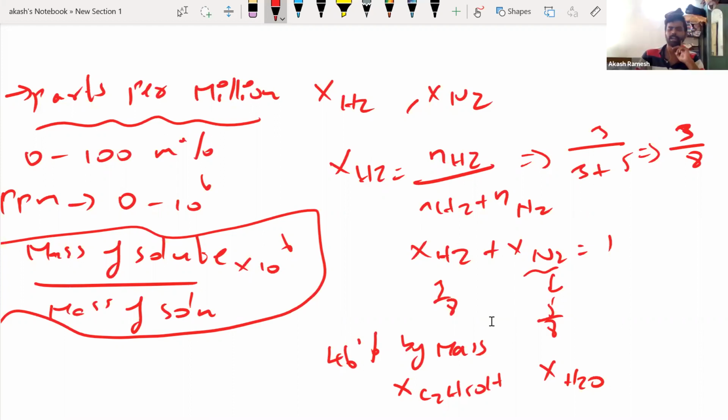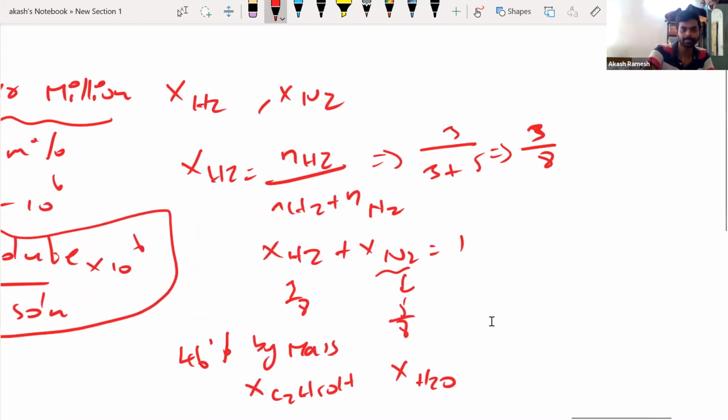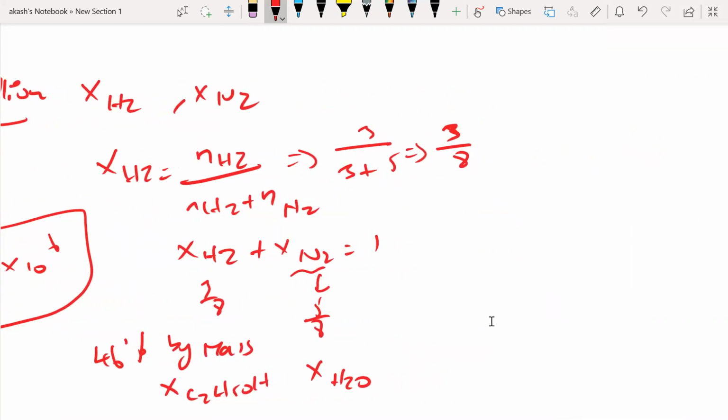Okay. Why are you putting 100? I don't understand. Why are you putting 46 by 100? That's 100, the solution, the mass of the solution. Okay, 100 is the solution. I understand. See, look at this. When I say 46% by mass ethanol, what do you mean by this?